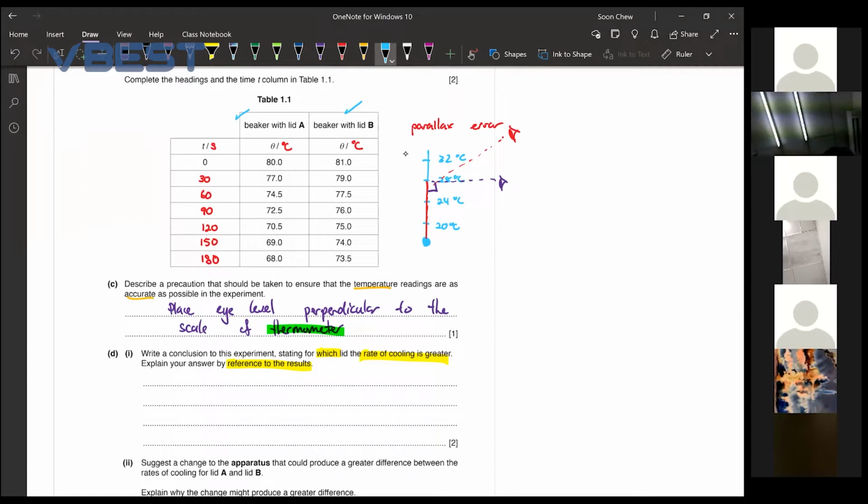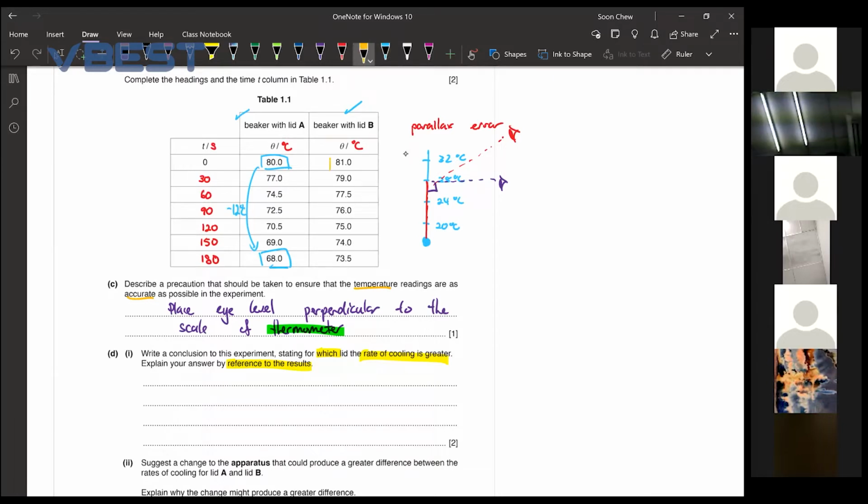Now, when we say that something has a good cooling rate, what it means is that at the end, the drop in temperature will be the highest. So for beaker A, we can see this is 80 degrees Celsius at the start and at the end it is 68 degrees Celsius. So the drop in temperature between them is actually 12 degrees already.